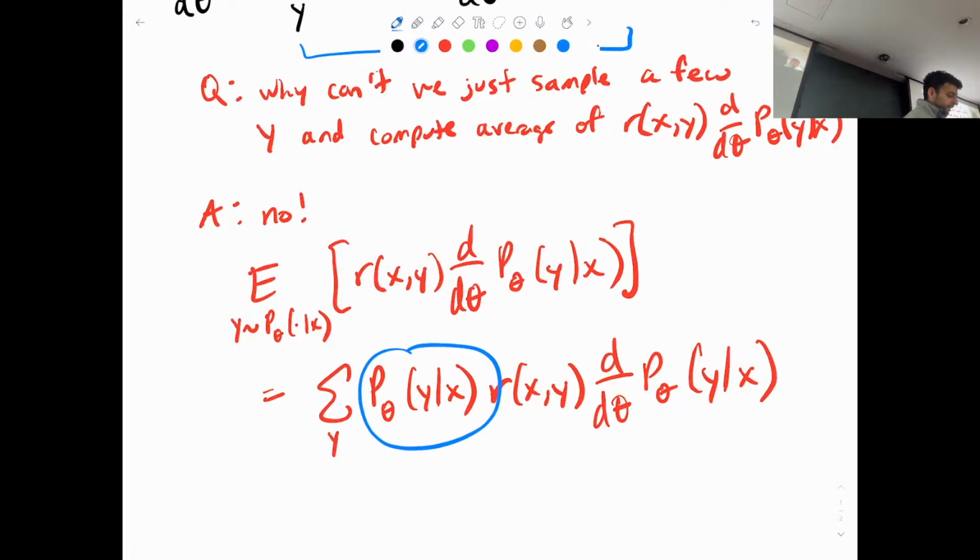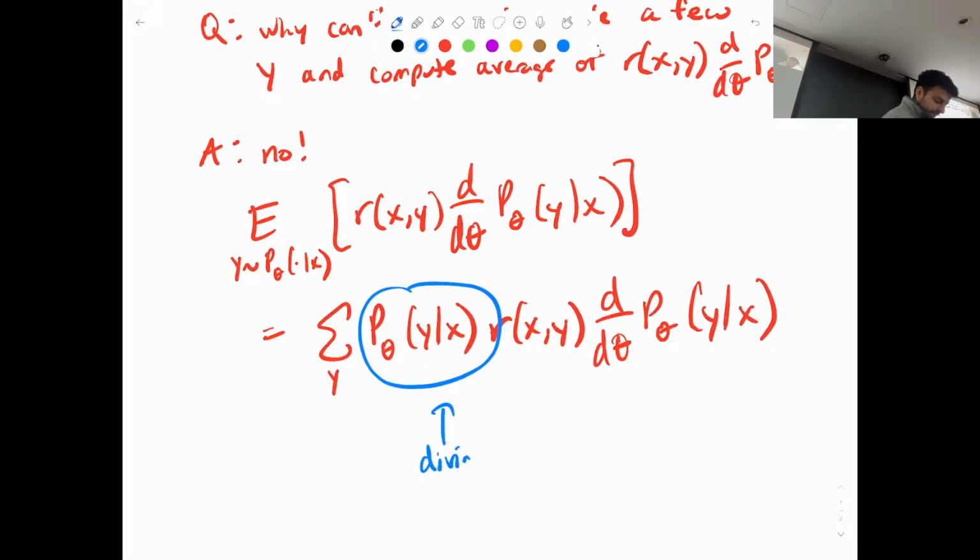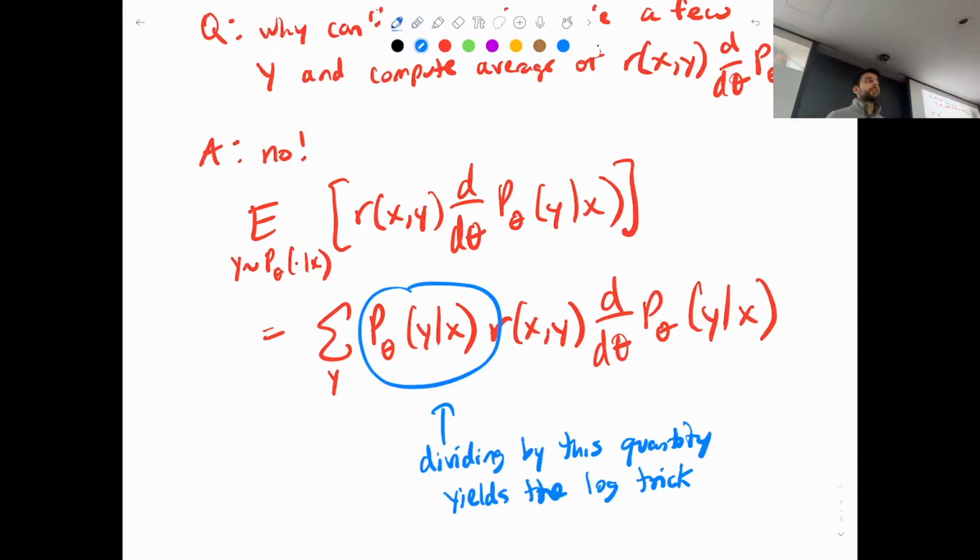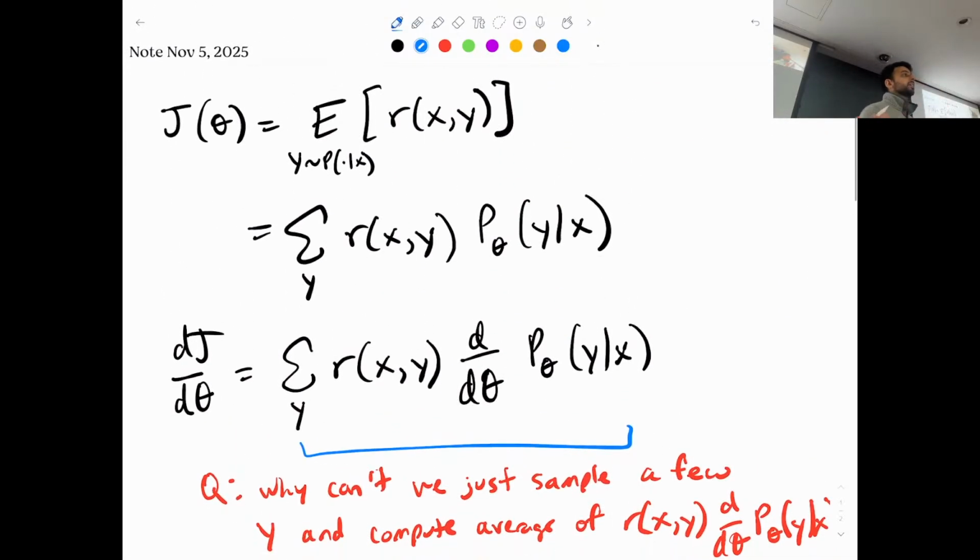So this is the real reason why we are switching to the log probabilities: dividing by this quantity within the sum yields the log trick. So hopefully that clears it up. If you just do the sampling with the raw probability, you are not going to get your unbiased estimate of the true gradient of the expected reward.